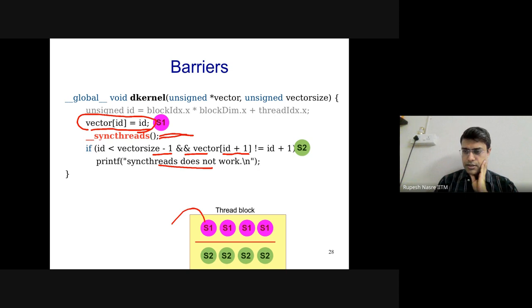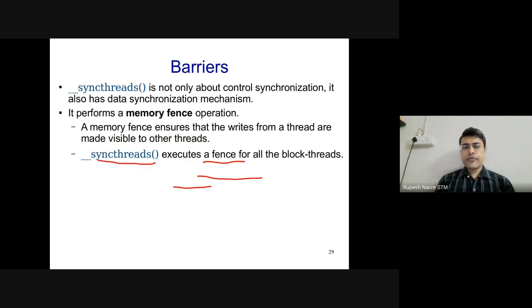Sayan says, can you explain the difference between data synchronization and memory fence? It's the same, I'm saying that the data gets synchronized, which means that the data is made visible to the other threads. Whereas the control synchronization is only a meeting point. It's related to the control, the execution of the threads. It need not be directly related to the data synchronization, right? But thankfully, sync threads ensures both the data as well as control. That is, all the threads meet there, as well as the previous writes are made visible to all the threads within that thread block.